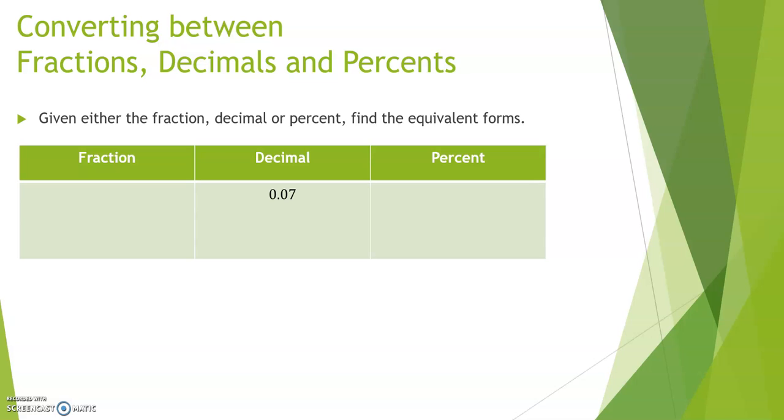Given the decimal 0.07, our fraction, count the decimal places, tenths, hundredths, 7 over 100. Remember that percent means per 100, and our fraction is 7 over 100. Our percent is 7%.